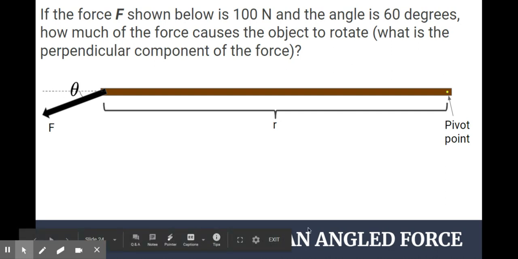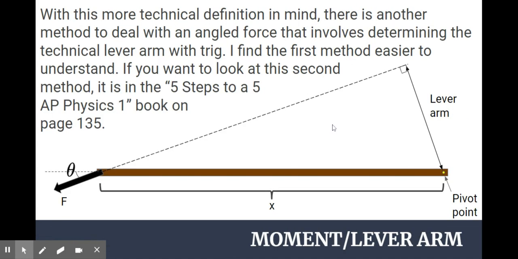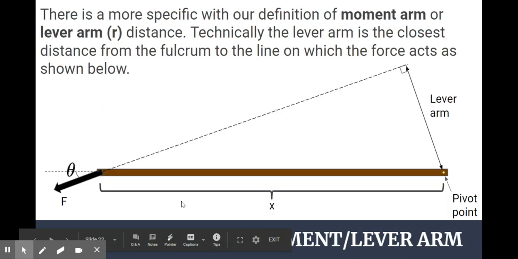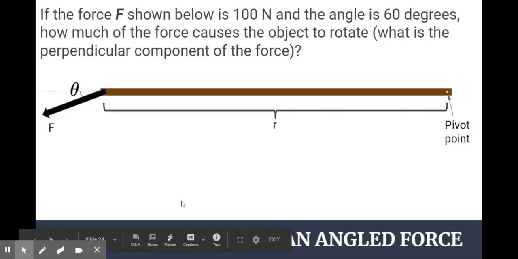Well, you should get 86.6 newtons. You're going to go back to our force multiplied by the sine of theta. So you're going to do your 100 newtons multiplied by the sine of 60 degrees. You should get 86.6 newtons.